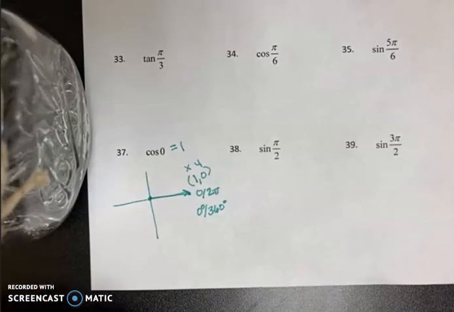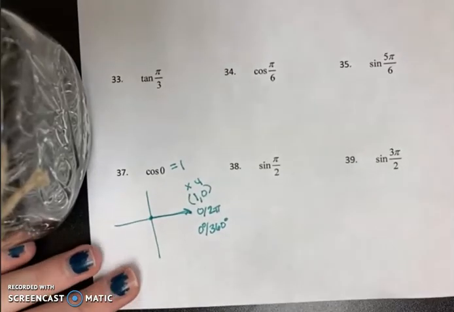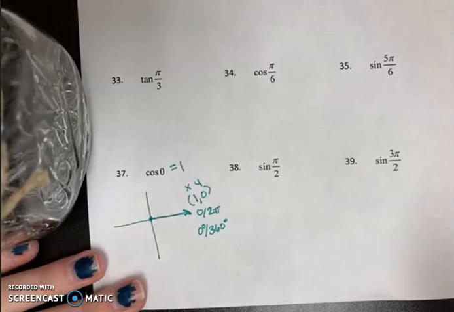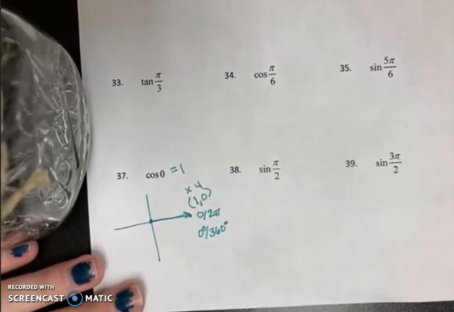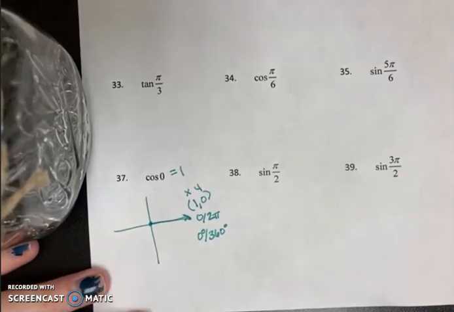Just a couple of reminders. Cosine is the x value, the sine is the y value, tangent is y over x. If you wanted secant, cosecant, cotangent, those are all the reciprocals of sine, cosine, and tangent.